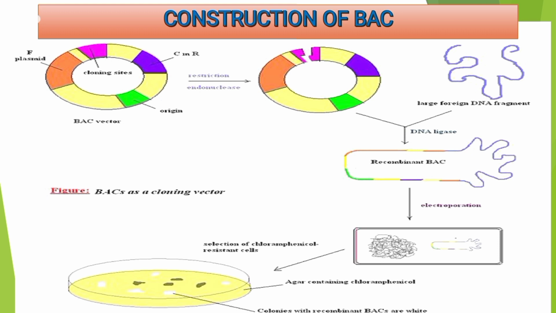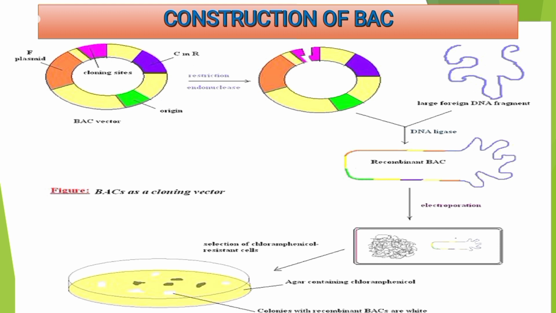So how to cleave this cloning site? Using restriction endonuclease, this cloning site is being cleaved, producing the sticky ends. Now, large foreign DNA fragment can easily be ligated into these sticky ends. And these are ligated into the cloning site using DNA ligase. Now, this is the recombinant BAC that is obtained.